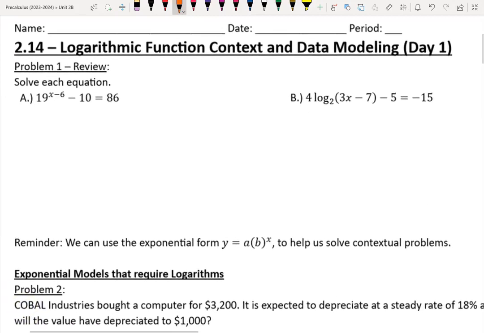And to start out, because we will need these skills, I want us to review solving exponential and logarithmic equations here. So go ahead and do problem A and B. Try them out. I'm going to go ahead and give the answers for those so you can check your work. And I'll give you some minutes to try those out. Work together, help each other out.